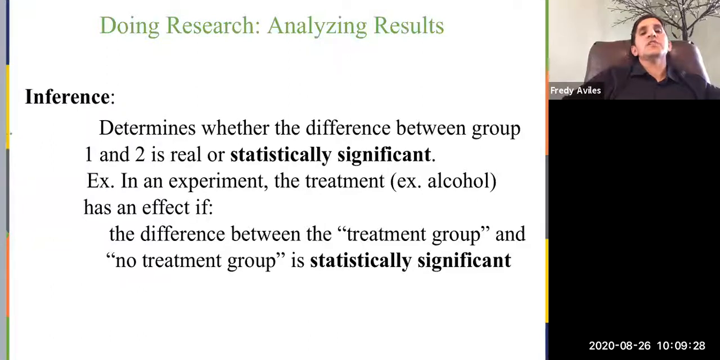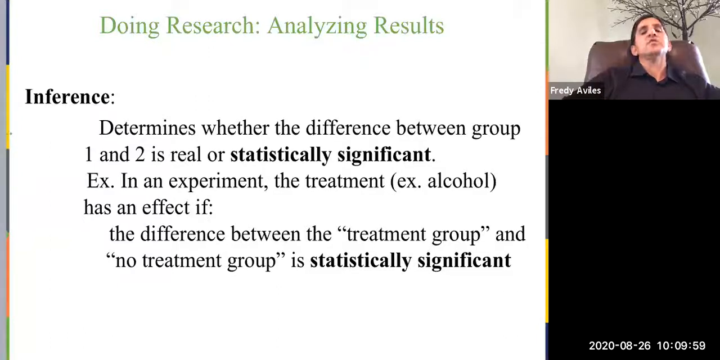So in other words, in an experiment, we can determine if there's a difference between those that consumed alcohol and those that did not. That would be for us to make some kind of inference. So in an experiment, the treatment, the alcohol, actually has an effect if we find that there's a difference between the treatment group and the no treatment group, and we find that that difference is statistically significant. That is a little bit harder to do than just describing your results.